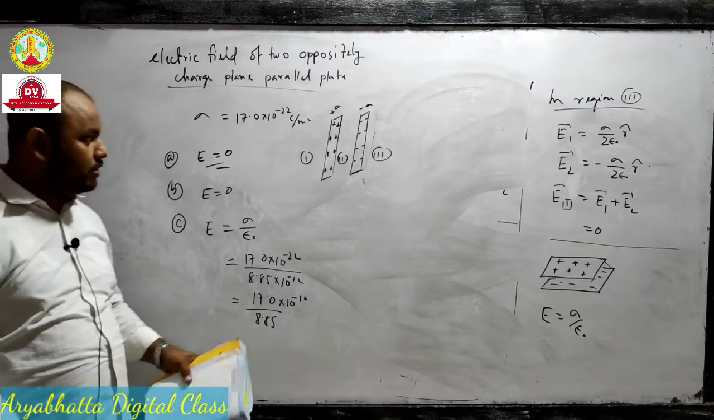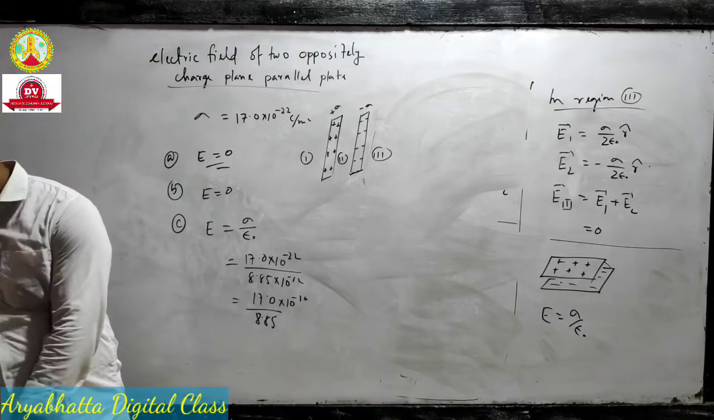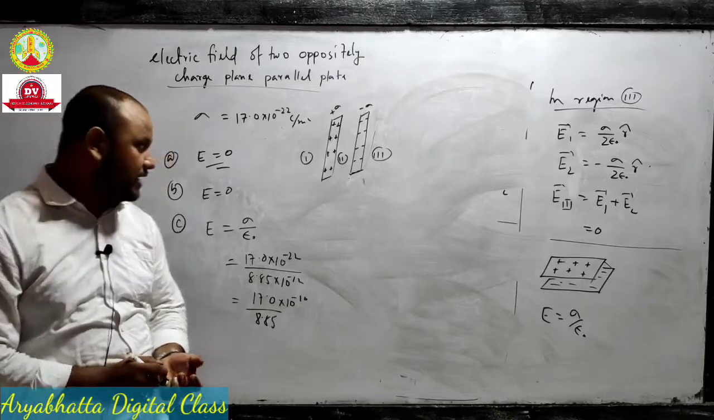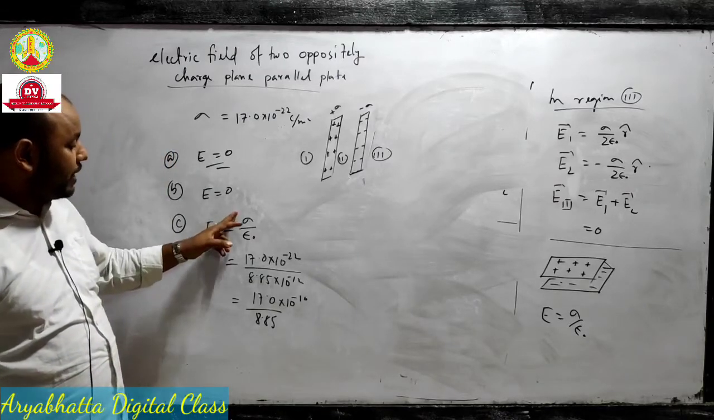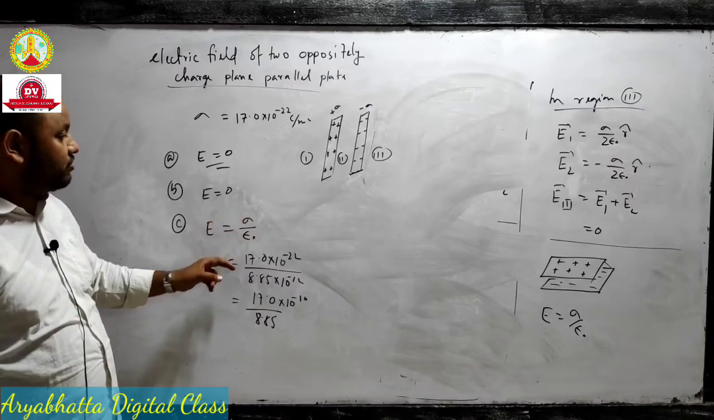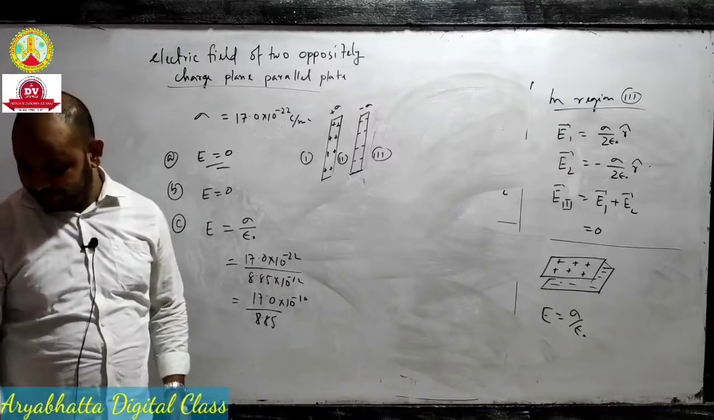So this is very simple. Outside the two plates the electric field is 0, and in between the two plates there is an electric field whose value is sigma by epsilon naught, and the direction of electric field is always from the positive to the negative plate.